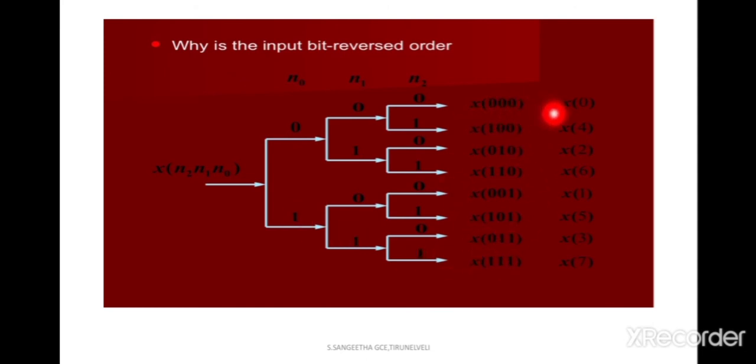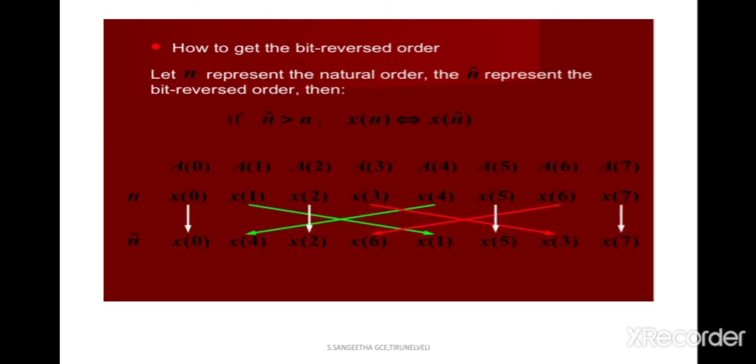So the x of 0 0 0 will be x of 0, and here 4, 2, 6, 1, 5 and 3 and 7. So this value can be correspondingly noted. So how to get the bit reversed order? Let n represent the natural order and n bar represent the bit reversal order. Then x of n will be the bit reversal of x of n bar. So here we have the same as we already saw.